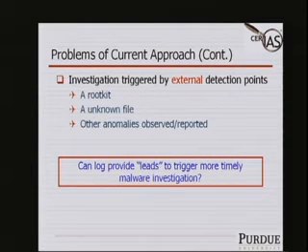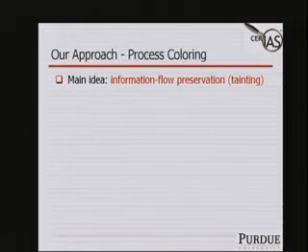During that occurrence detection interval, the log file simply sits there passively. The log file itself does not contribute to the triggering of the investigation, right? Because the log file is involved after I identify that detection point. So it would be very desirable for the log file to provide some leads or hints or anomaly warnings to trigger a more timely malware investigation. This capability is not provided in most of the current log-based approaches.